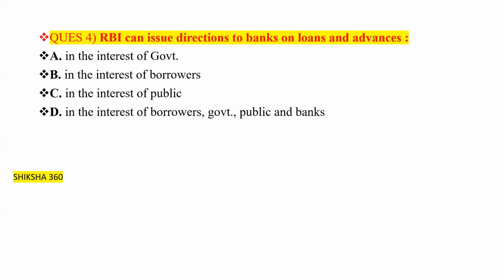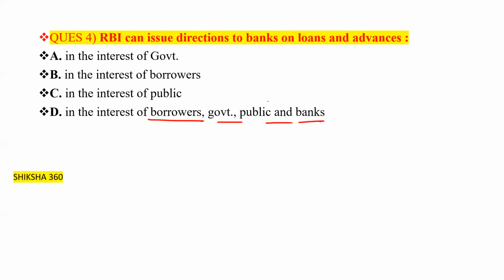Question number 4. RBI can issue directions to banks on loans and advances in the interest of which? Option A, in the interest of government. Option B, in the interest of borrowers. Option C, in the interest of the public. Option D, in the interest of borrowers, government, public, and banks.